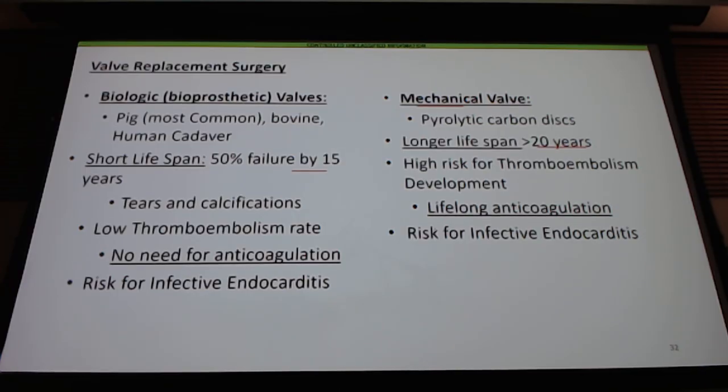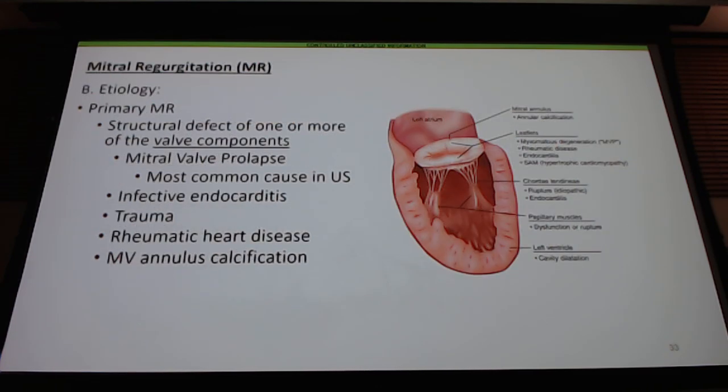But understanding that somebody who gets a mechanical valve will then have to be on lifelong anticoagulation, compared to a biologic where you don't need anticoagulation because it's not a prothrombotic environment in that case. So just recall which one has the longer lifespan and which one requires anticoagulation, so you can understand when you might want to use one over the other.